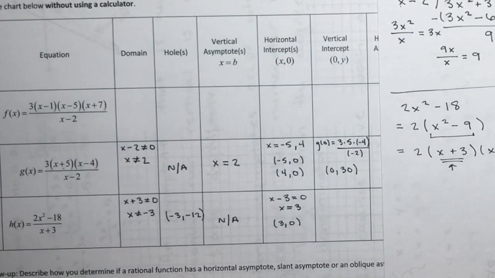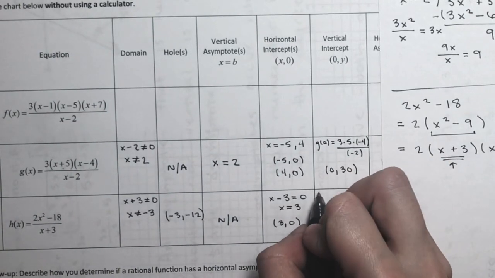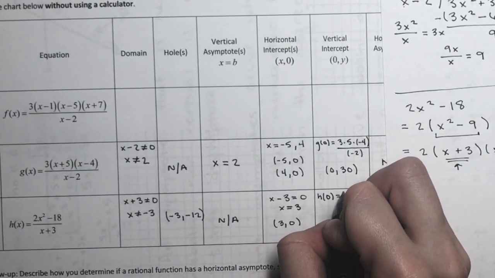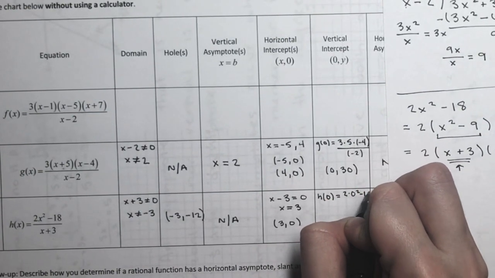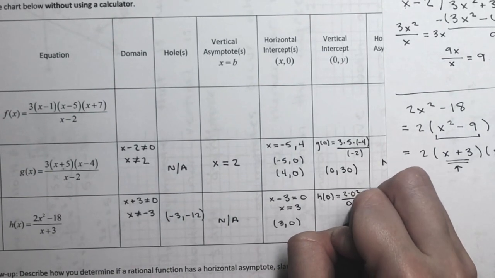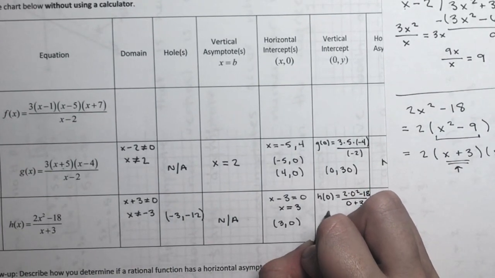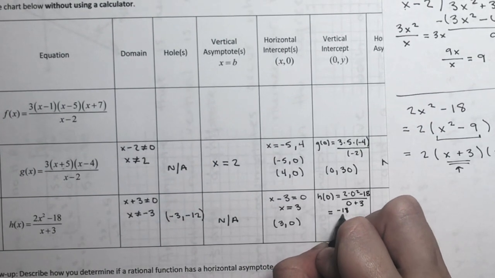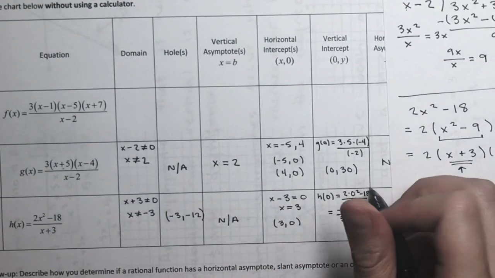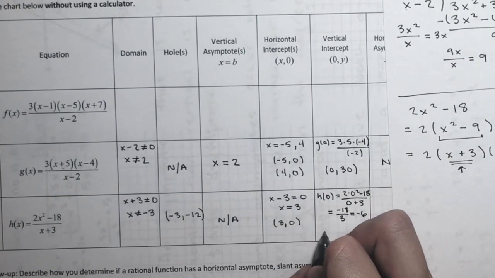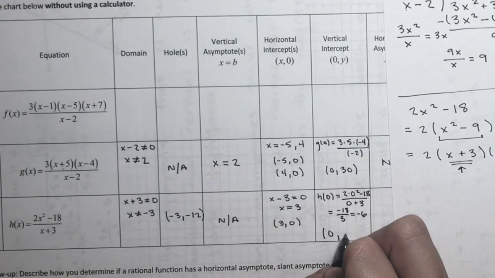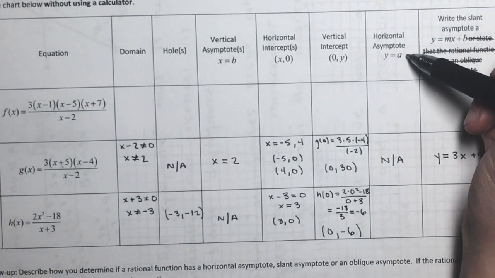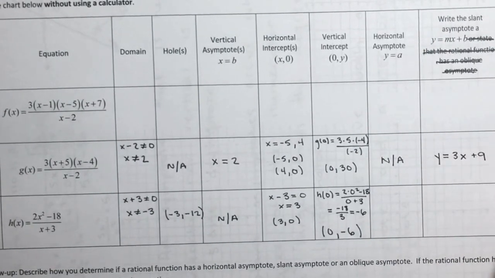All right, a vertical intercept. So again, this happens when we plug in 0 for x. Here, we just get 2 times 0 squared minus 18 divided by 0 plus 3. So that just comes out to 2 times 0 squared is all 0, so we get -18 divided by 3, or just -6. I know this is small, 0, -6.